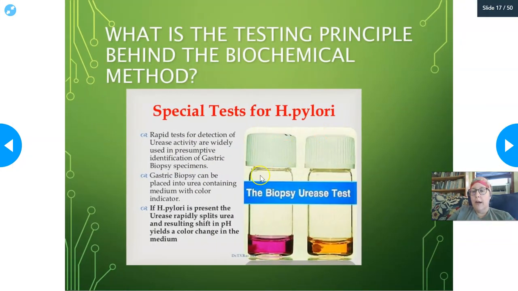So as promised, the biochemical testing principle behind the test for H. pylori. So again, this is considered a rapid test. And once you've done the procedure and gotten the biopsy, you put the biopsy in the vial. And if H. pylori is present, it produces the urease enzyme, and that urease will rapidly split urea, which is in the broth here, and results in a shift in pH, and it yields a color change. So negative is this yellow color, and positive is pink. And so literally that little tablet I showed you, when you put the biopsy in there, you just seal it up, you wait 48 hours, you pick it up, still yellow, it's negative, pink is positive, and there you have it.